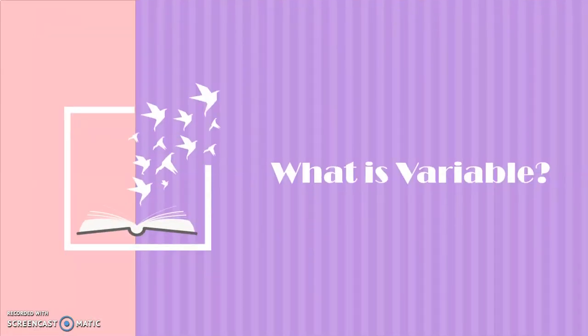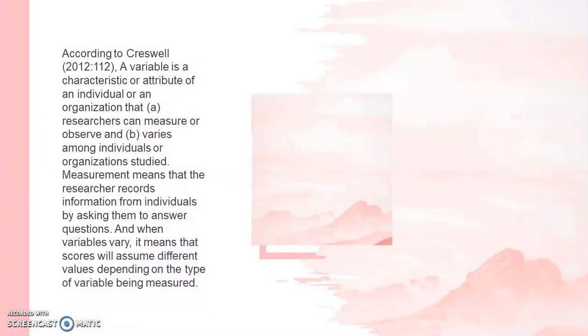Let's start from the first content. Talk about types of variable. Let's think first, what is variable? According to Creswell, a variable is a characteristic or attribute of an individual or an organization that researchers can measure or observe, and varies among individuals or organizations studied. Measurement means that the researcher records information from individuals by asking them to answer questions. And when variables vary, it means that scores will assume different values depending on the type of variables being measured.